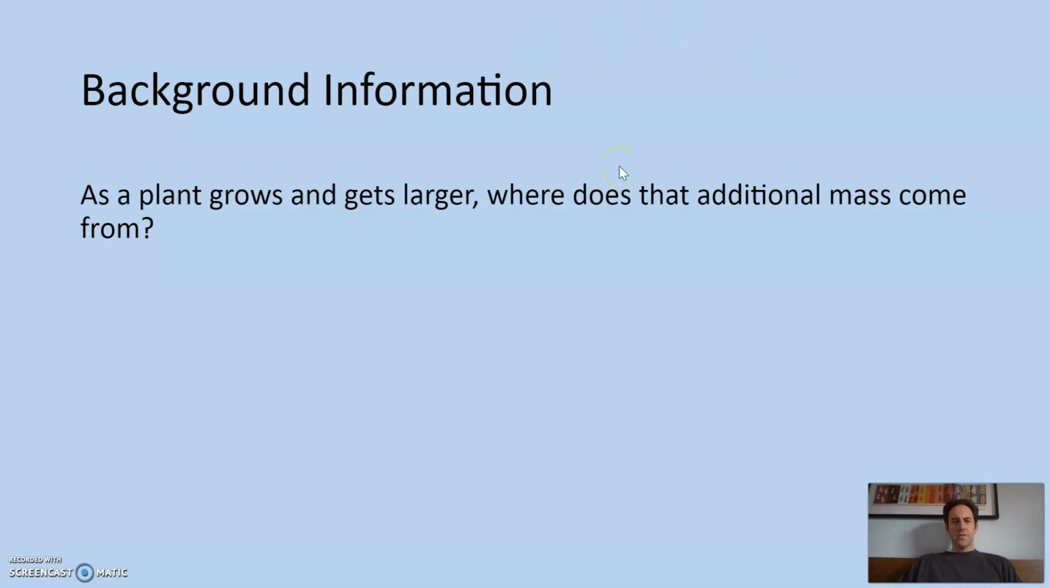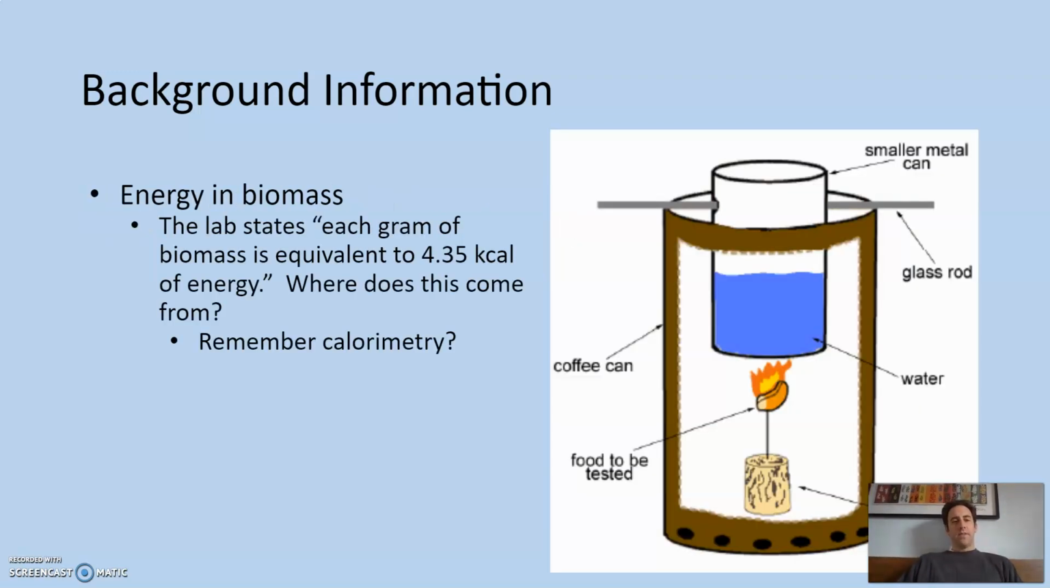And so what you're going to do is play around with this and do some calculations around that idea. Well, how much carbon dioxide is being taken up and how efficient is that? So before we get into it, we need to just talk a little bit about energy in biomass in general. So the instructions to that lab, that I'm confident you're all going to read, say that each gram of biomass is equivalent to 4.35 kilocalories of energy. And there's different numbers for different things. Where does that number come from?